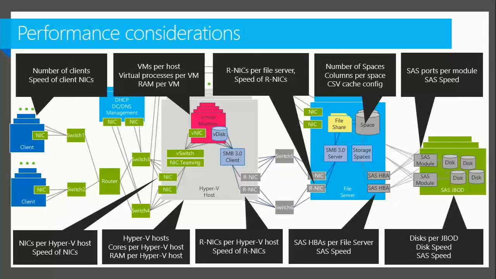Are you using storage spaces? How many columns per space? How many spaces? Are you using CSV cache? How big is your CSV cache? That has direct impact to performance. Also, how many VMs per host? How much RAM are you using for each VM? How many virtual processors? How many processors you have on the machine? How many cores? How much RAM overall? How many hosts? Do you have 5 hosts? 10 hosts? That all impacts performance. Okay, that's a lot to take, but that should be a day in the office for anyone planning a private cloud solution, right?